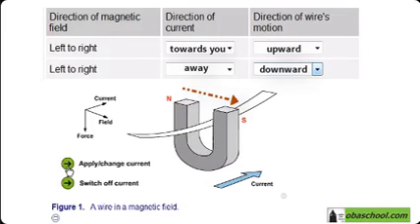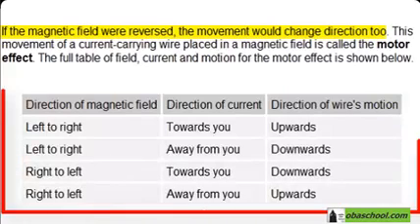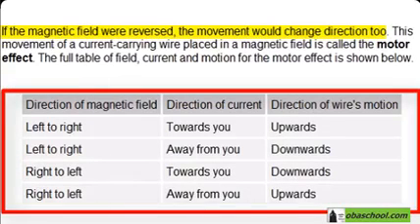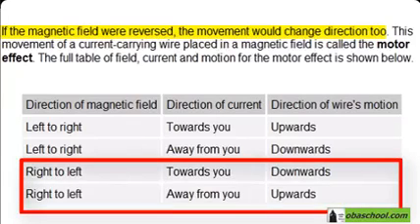But if the magnetic field is reversed, the movement would change direction too. And here's the full table of field, current, and motion for the motor effect. And here, when we change the direction of the magnetic field, the wire's motion is reversed.